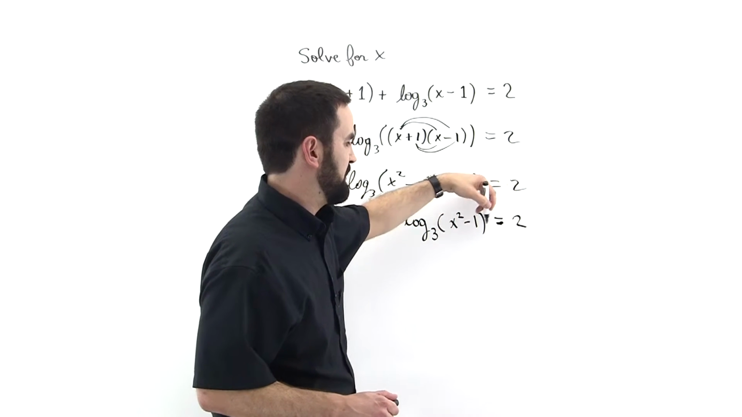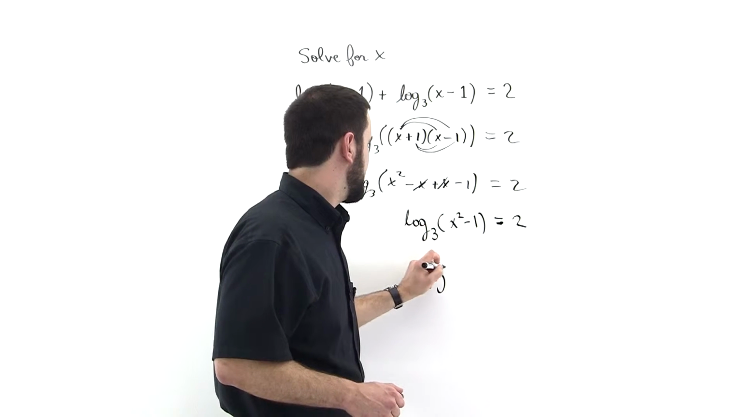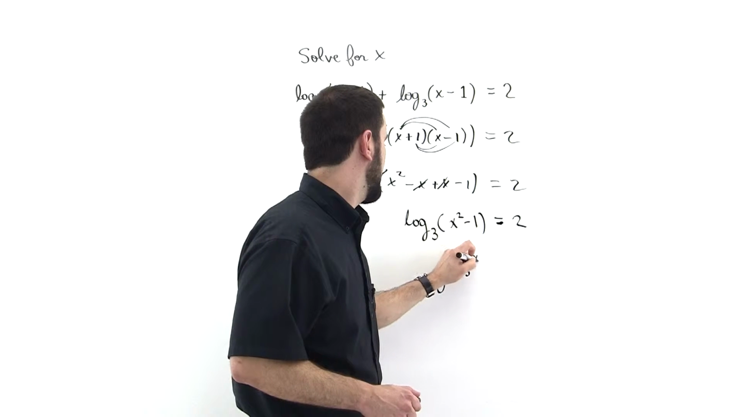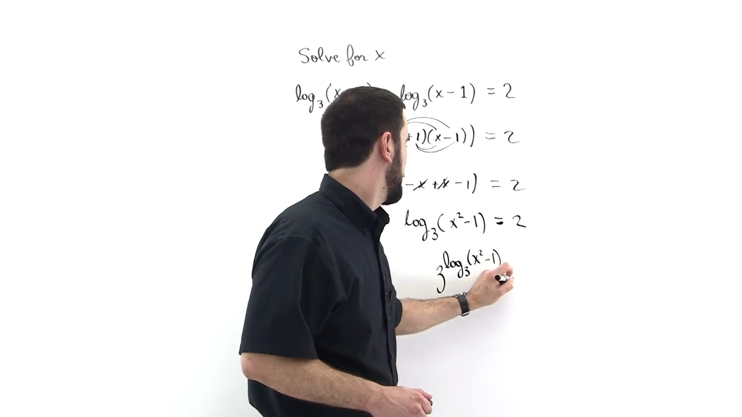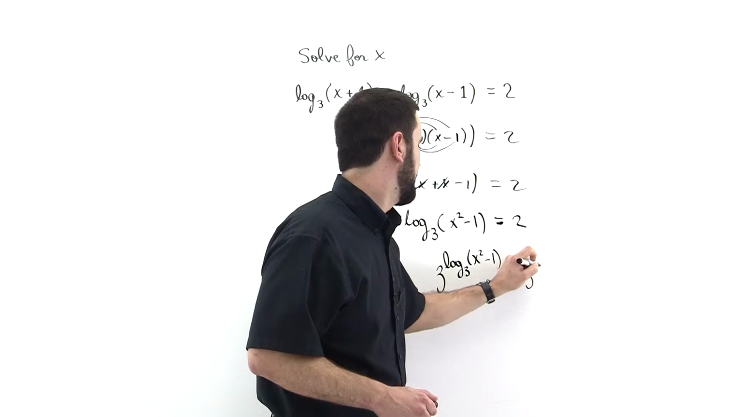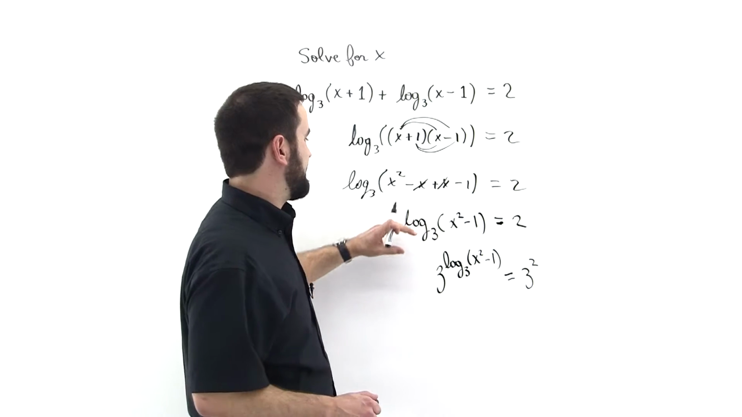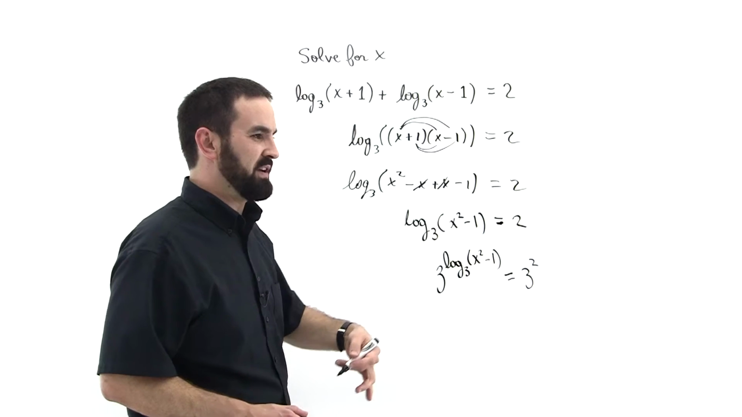So, okay, now we're going to raise 3 to the power of this, and then do the same thing on the other side, 3 squared. So 3 raised to the log base 3 of x squared minus 1 equals 3 squared. It's an awkward thing to say with words, huh? 3 raised to this.